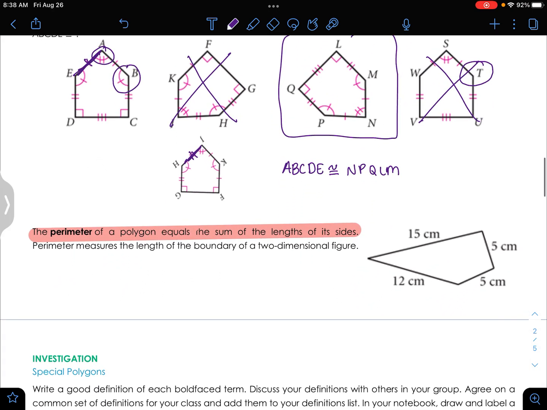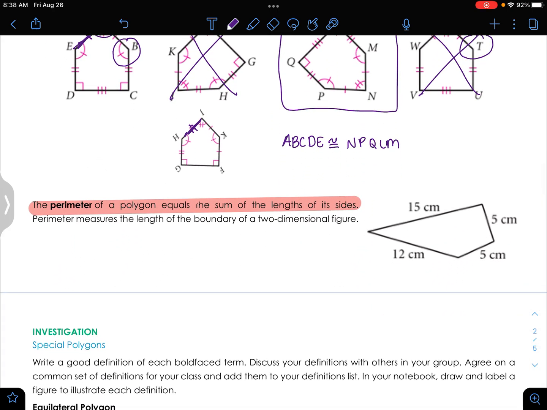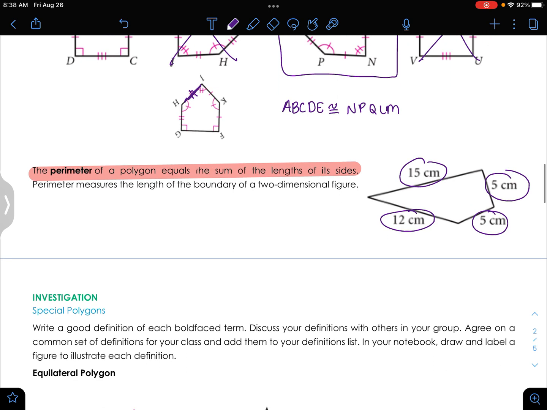So the last few things we'll look at, we have perimeter. Perimeter of the polygon is equal to the sum of the lengths of its sides. So in order to figure out the perimeter, all you do is look at the length of each side and add them up. So the perimeter for this quadrilateral would be 5 plus 5 plus 15 plus 12. And so that would give you 27 plus 10, which would be 37 centimeters. So the perimeter of that polygon is going to be 37 centimeters.